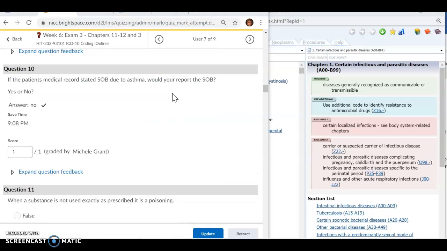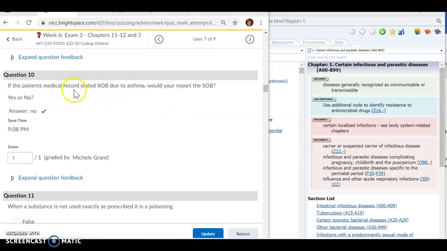If the patient's medical record states shortness of breath due to asthma, would you report the shortness of breath? No, because the shortness of breath is integral to the asthma. So what I'm saying here is that shortness of breath or wheezing, okay, those are signs and symptoms of asthma. They're integral to the asthma. So you only code the definite diagnosis here, which is asthma.